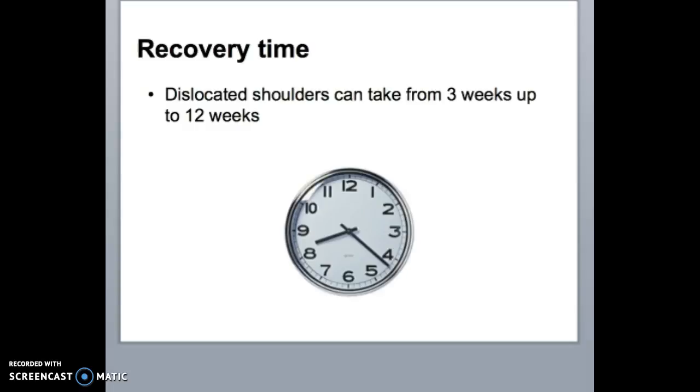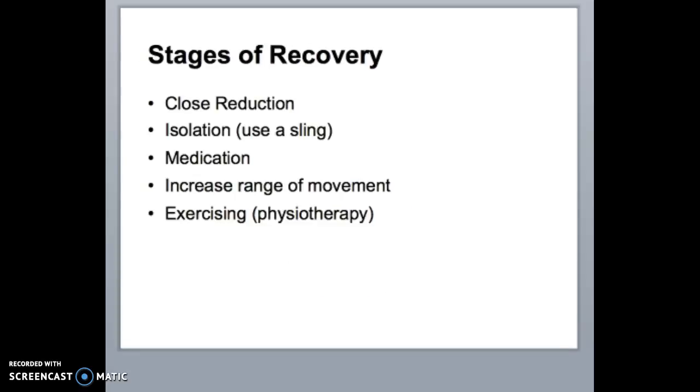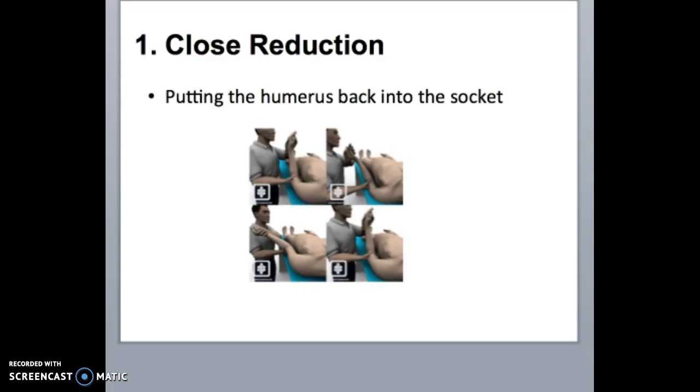Recovery time can be up to 12 weeks, but with many steps in between. Stages of recovery are closed reduction, isolation, medication, increased range of movement, and exercising with physiotherapy. So the first step is closed reduction. This is basically putting the humerus back into the glenoid, the socket, typically done by a doctor or medical practitioner.